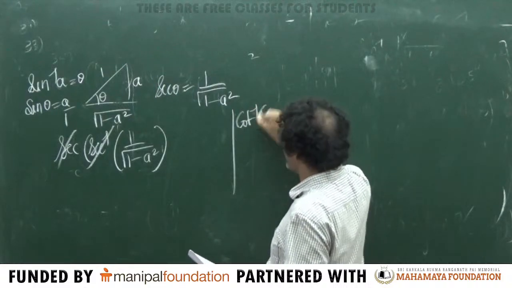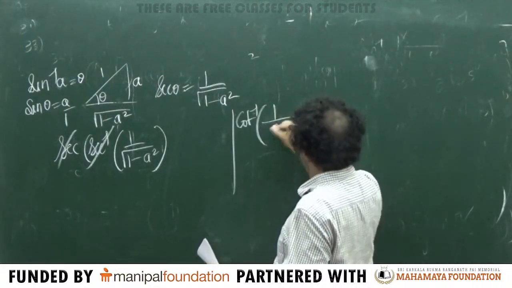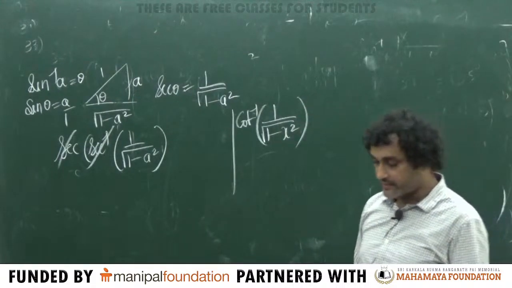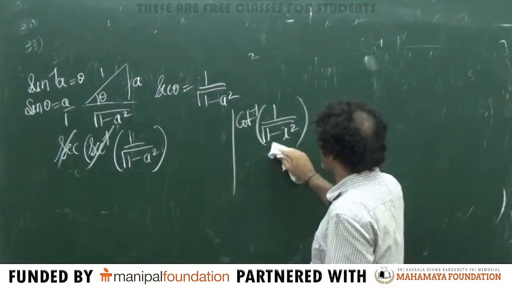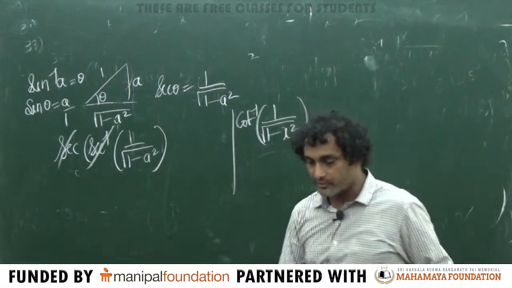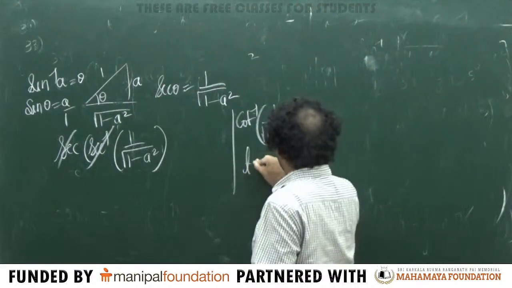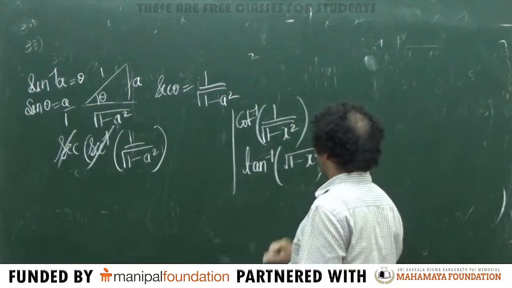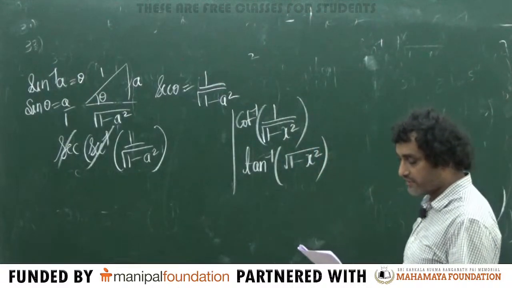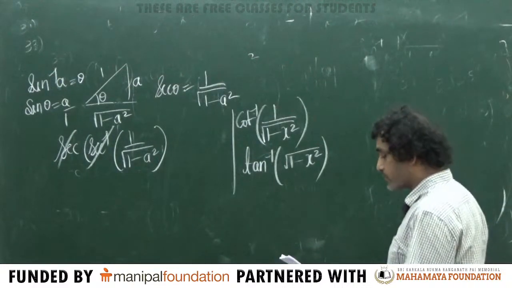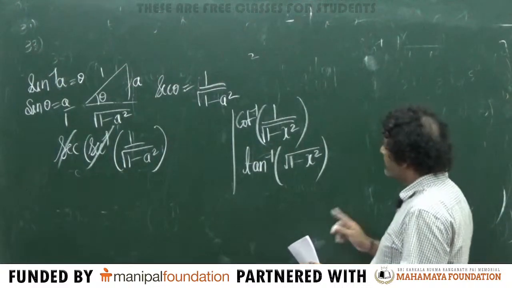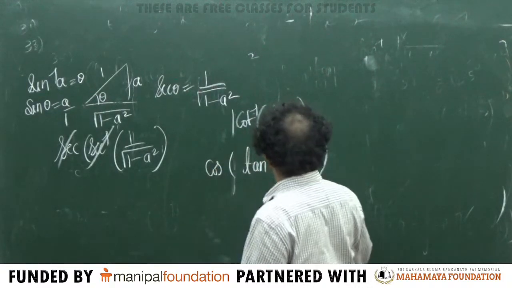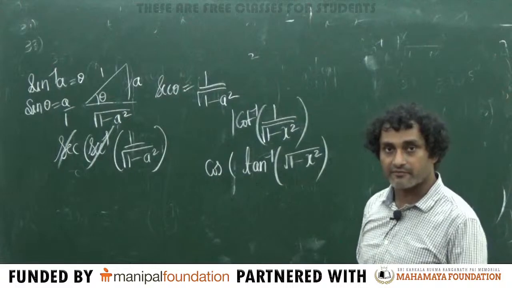We have cot inverse. Now what is left? 1 by root of 1 minus x square. Correct, right? So I'll make it a little simple. I'm not comfortable with cot, so I'll turn it into tan. Tan of tan inverse, you have to take the reciprocal, right? Before tan, what is there, we'll not bother right now. Before tan, anyways, you have cos. So whatever you have with tan, you have to convert it to cos inverse, all right?